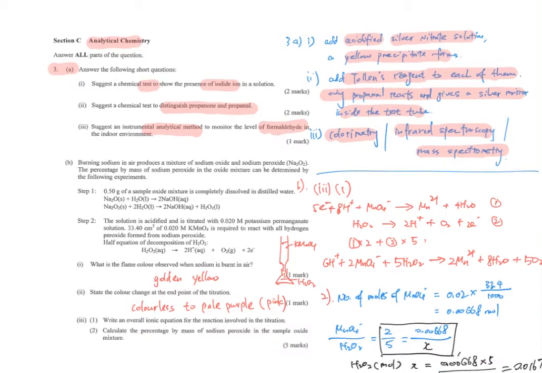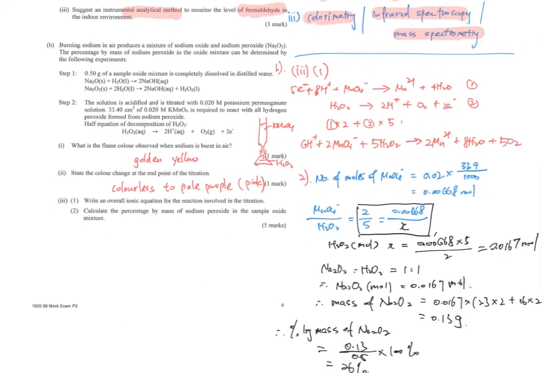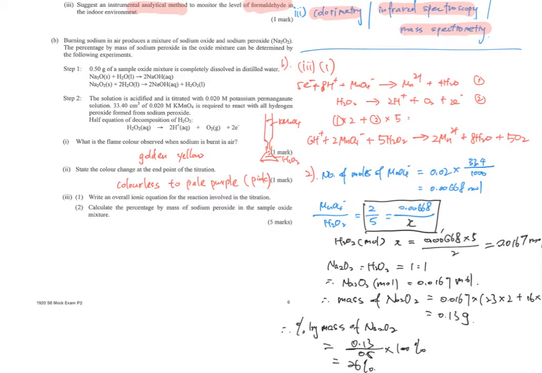Okay, then we go to part B. Part B is a calculation. Every year we have one calculation in question 3, analytical chemistry part B. Normally this kind of question is very long with many steps, so it confuses you. You think it's very difficult, then you just skip it. But if you analyze it line by line and understand the background, then I think it is not really difficult.